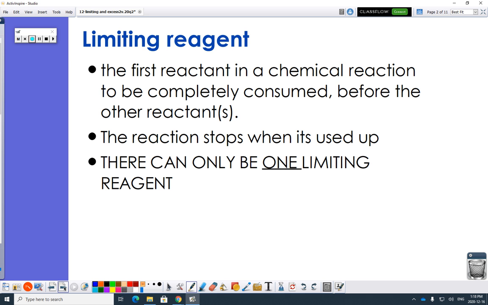So the limiting reagent, limiting implies that's kind of the boundary, right? It's limiting how much product can be produced. So it is going to be the first reactant in a chemical reaction that is completely consumed. There is only one limiting reagent because once it's used up, the reaction can't go anymore. When we first teach you about types of reactions, we don't really talk about the conditions needed for a reaction to occur. You can't just put in random amounts and expect things to go as predicted. You need to make sure that you have more or less of a certain reactant.